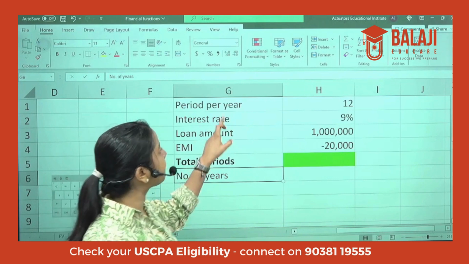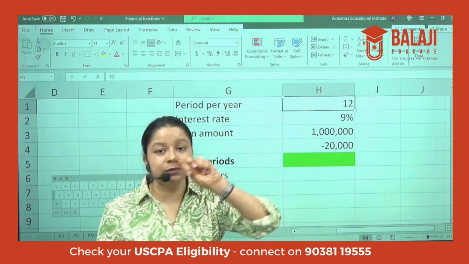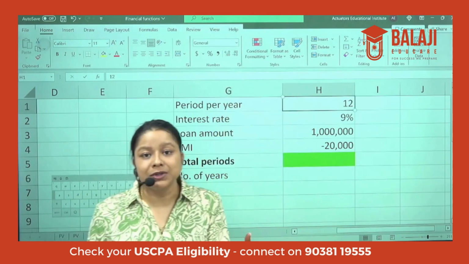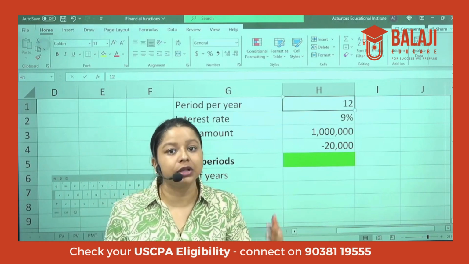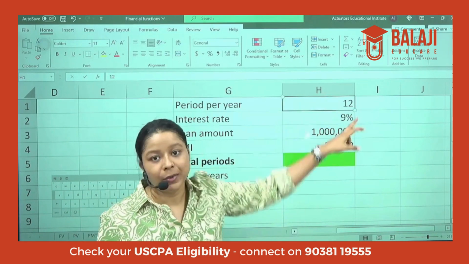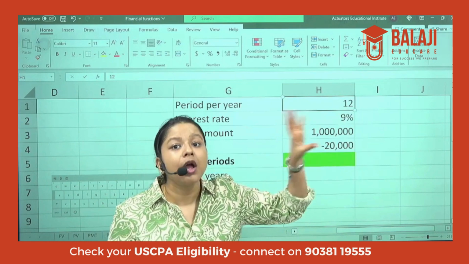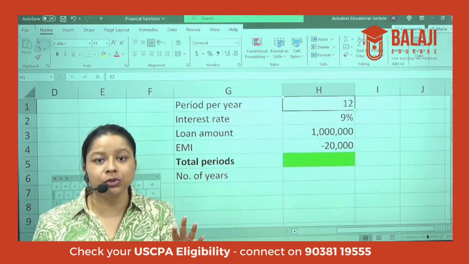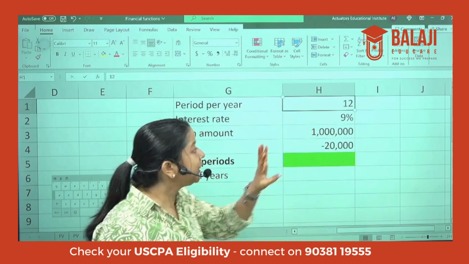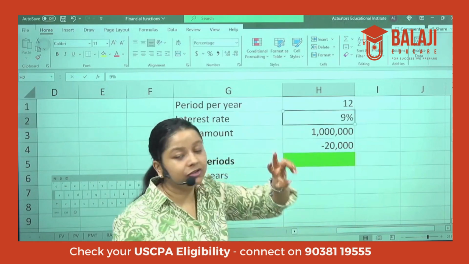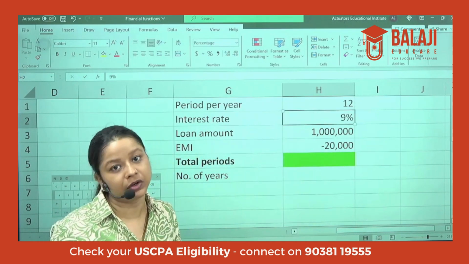So in my example, I've taken periods per year. You need to specify the installments that you are paying, whether it's monthly, quarterly, annually. If it's monthly, it's 12. If it's quarterly, you will just write a 4, because you are paying 4 times in a year. Semi-annually will be 2 over here. Interest rate, this is the per annum rate that we are talking about.